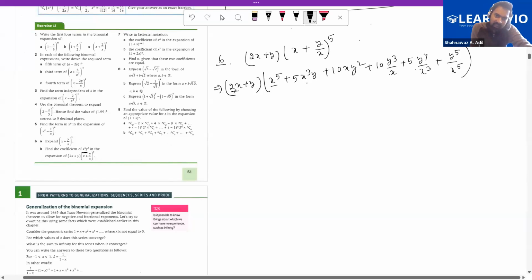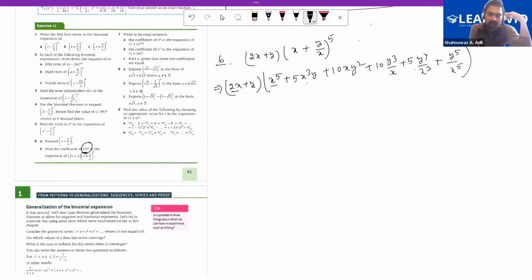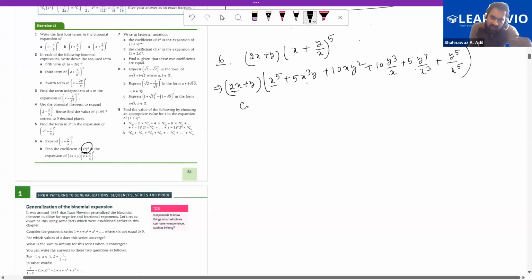Okay, continue, never mind. The first term won't contribute to this term, right? From the first term we cannot get it, so let's try with this y1, right? And we have to find out the coefficient of x cube y square. So we have to find out this term. So this y x5 will not give us this term. What about this one? This one and this one.